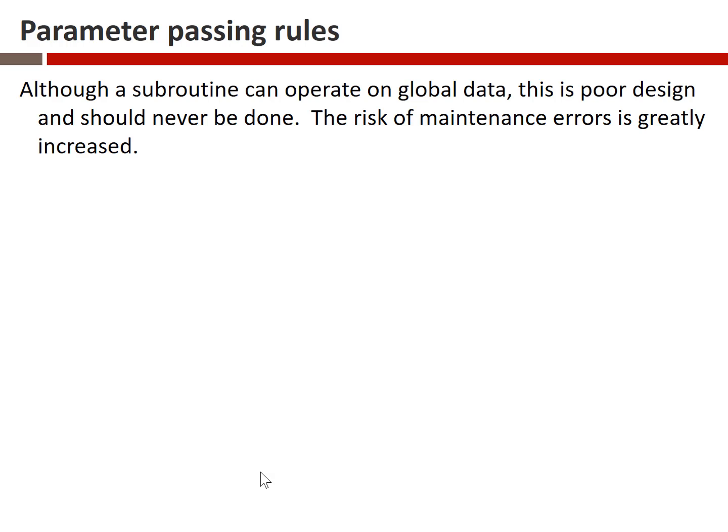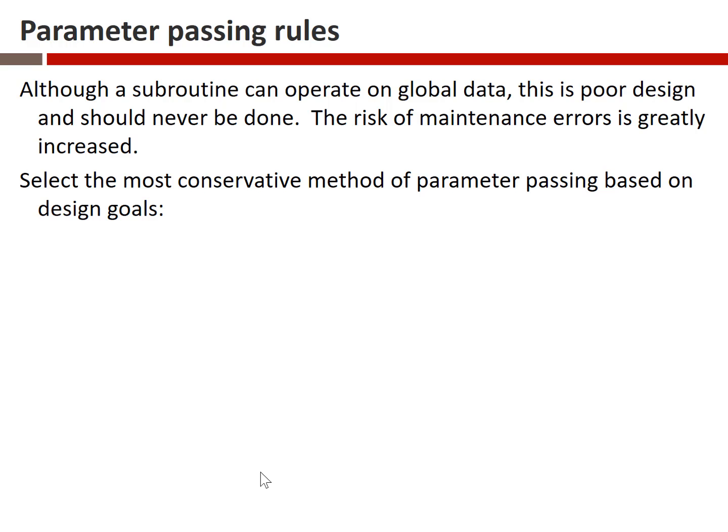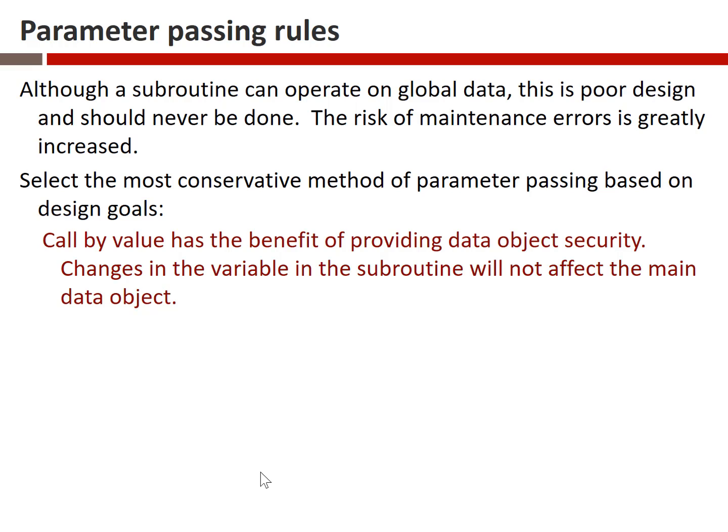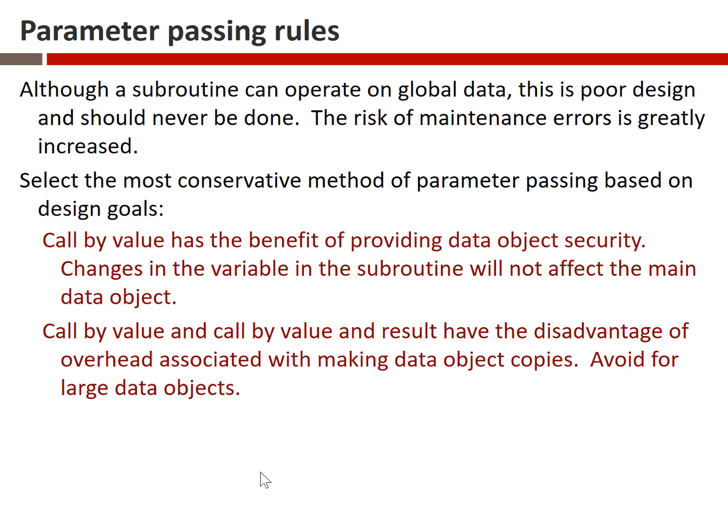So, in summary, although a subroutine can operate on global data, don't do that. Your subroutine should be defined such that they only operate on data that they define locally or things that are passed to it by way of parameter passing. Pick the most conservative method of parameter passing based on your design goals. Call by value has the benefit of providing data object security. The subroutine's working on a copy, so it can't mess up the data. So that's a good thing to do.